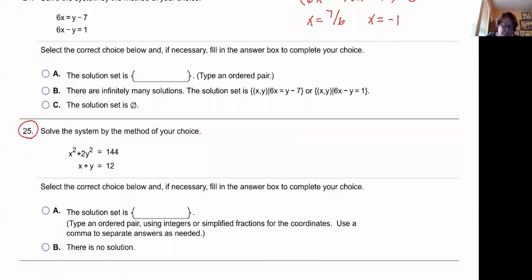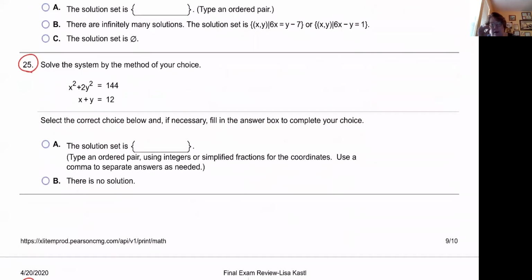Okay, we're going to skip 24 and go to 25. This is solving a system of nonlinear equations. We have x squared plus 2y squared equals 144, and x plus y equals 12. This is an ellipse. The top equation is an ellipse. The bottom equation is a line. So you could have an ellipse and a line intersecting in 2 different places.